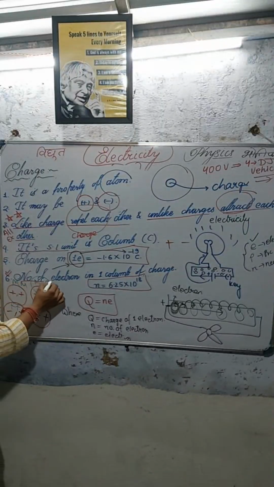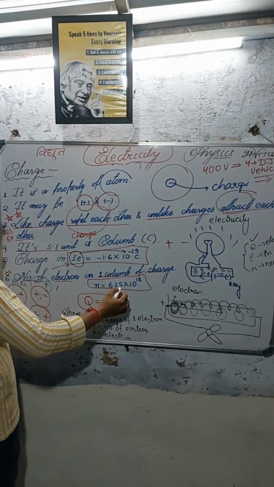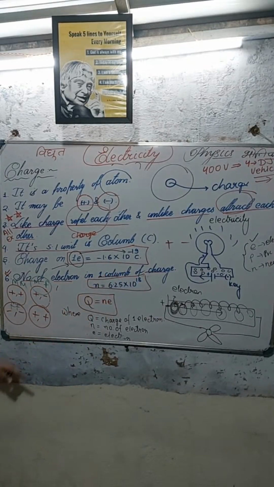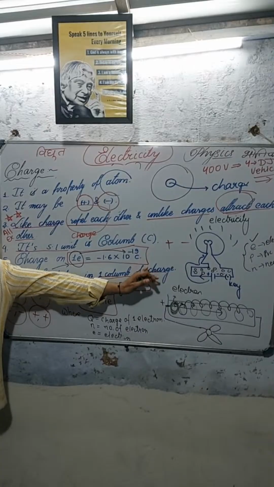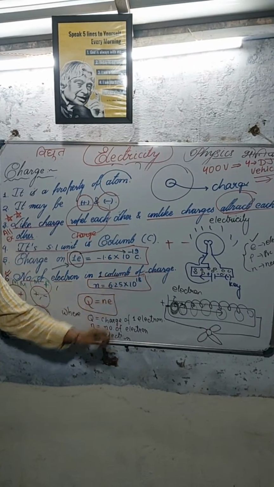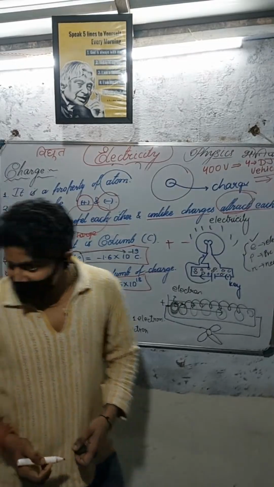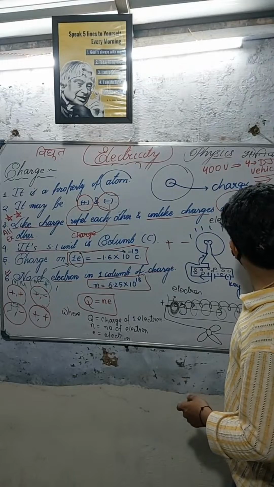See the next point. Number of electrons in 1 coulomb of charge equals 6.25 into 10 to the power 18. एक coulomb charge में how many electrons? 6.25 into 10 to the power 18. 10 की पावर कितनी है? 18 है. Zeros कितने आएंगे? 18. और करंट जनरली क्या होता है? 1 एम्पियर, 1 एम्पियर, 2 एम्पियर.